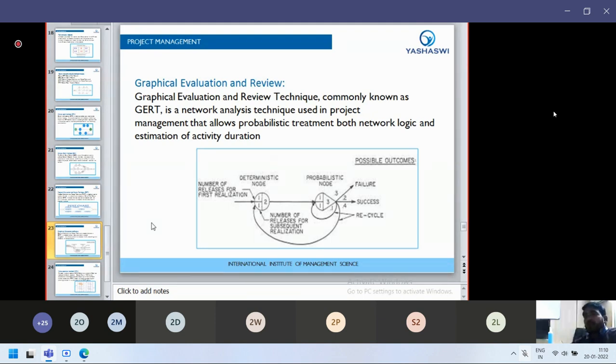It is a network analysis technique used in project management that allows probabilistic treatment of both the network logic and the estimation of activity durations. These come under Graphical Evaluation and Review Technique. I think all these formulas are available in decision science: the calculation method of GERT and the calculation methods of PERT tools.